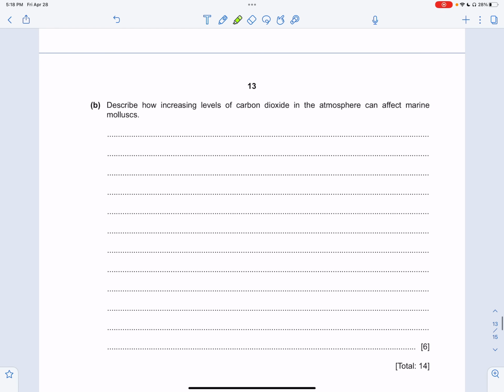All right, and this one I'll do last. This is also newer for this syllabus. Describe how, if you increase levels of CO2, that can affect marine mollusks. This is all 9.3. Okay, and so this one we're going to talk about the formation of carbonic acid and then the dissociation of ions and then its effect on the marine mollusks.